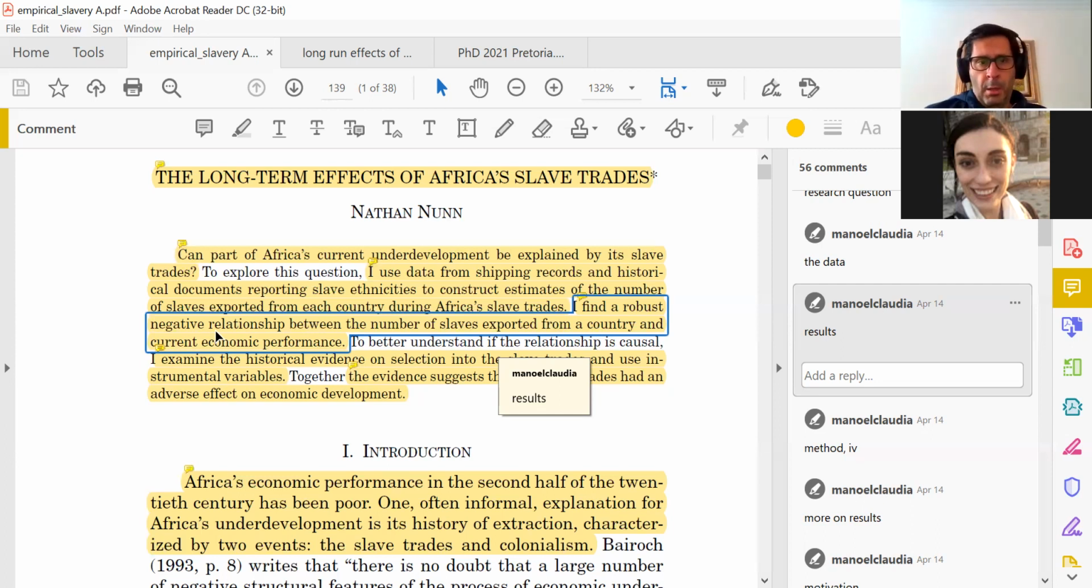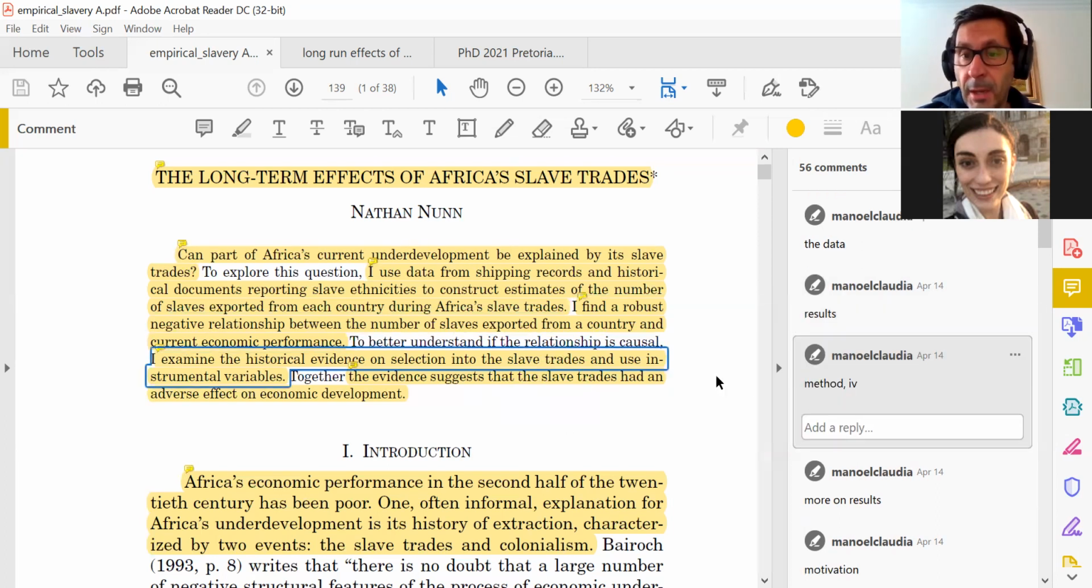Okay. And then at some point, he's going to tell us the channels, the mechanisms, because in the abstract, let me see, he examines the method and the IV as well. He examines the historical evidence on selection in the slave trades and uses IVs, instrumental variables.